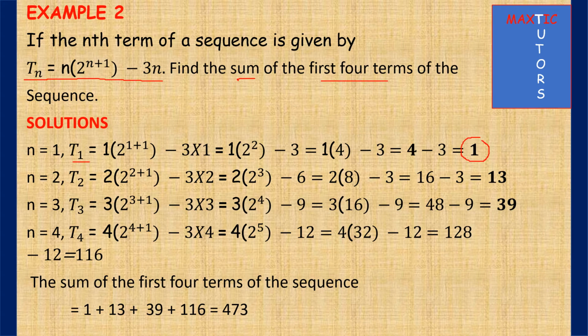Now when n equals 2, you have T2, and when you substitute you get 13. When n equals 3, you have T3, and it gives you 39. When n equals 4, that is the fourth term, which is T4, and your answer is 116. So it is all these terms that you are going to add together, and that will give you 473. So the sum of the first four terms is equal to 473.